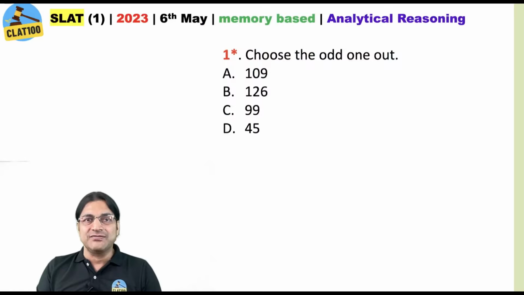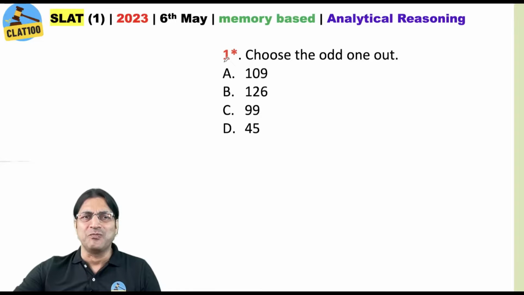Alright, here is the first question. Choose the odd one out, and we have star marked this question. Unfortunately, we were forced to star mark 2 to 3 questions. So here I can say that 126 is my answer, and the basis of my claim would be that this is the only even number. So this even number is the odd one out incidentally.